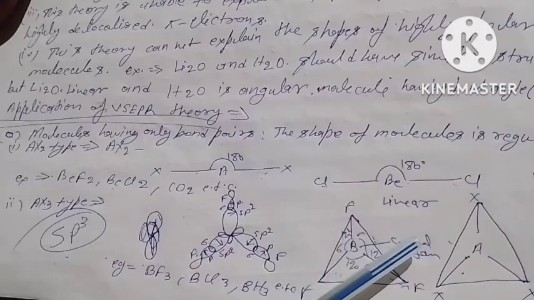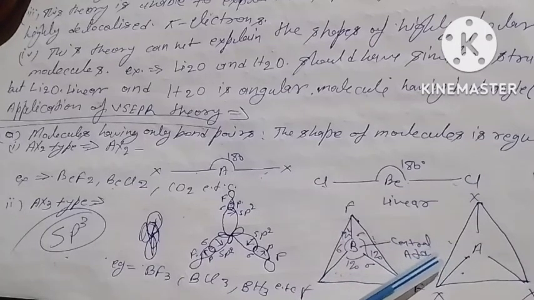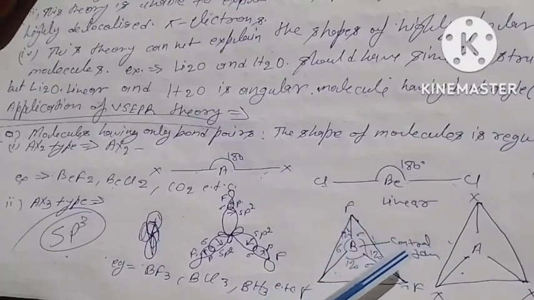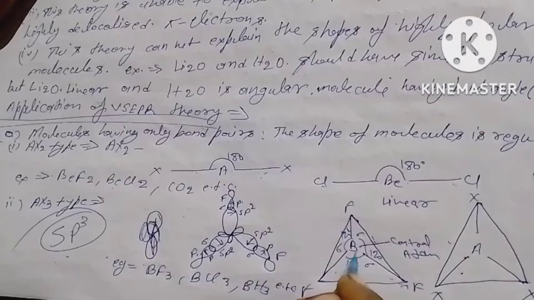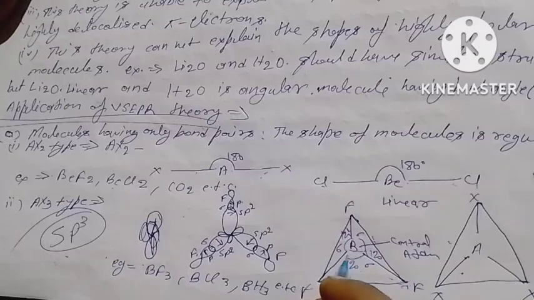So the BF3 molecule has a triangular planar structure as there is no lone pair on the boron atom. So the shape is also trigonal planar. The bond angle is 120 degrees because in this position the bond pair electrons lie apart from each other. So there is minimum repulsion and maximum stability.